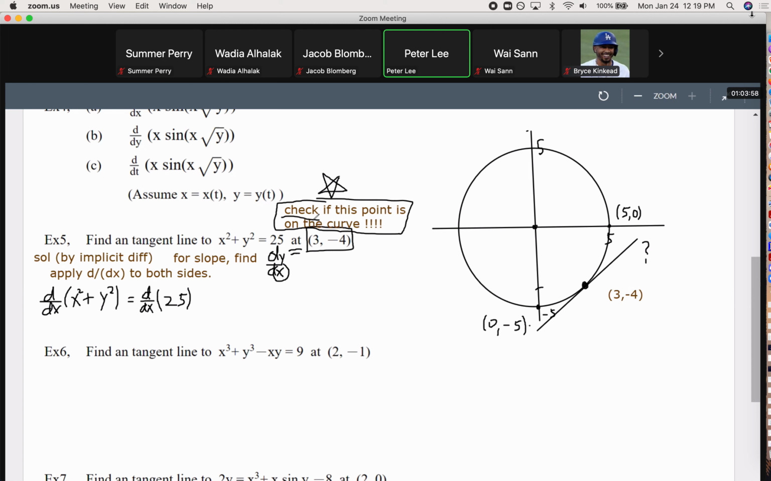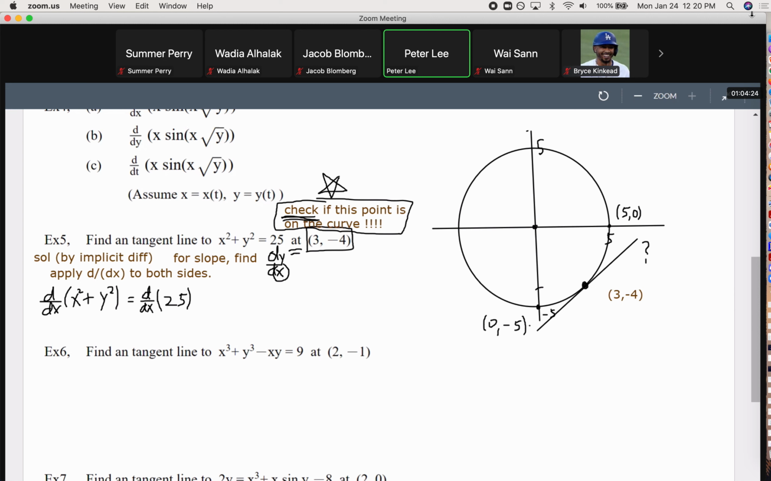Check, check, check. Is that clear? So whenever you get a tangent line problem and there's a point given, the first thing you must do is check. Now in this case you check it: 3 squared plus (-4) squared, that would be 9 plus 16 is 25. Yeah, it is on the curve. You don't even have to write it down, but make sure that you check.